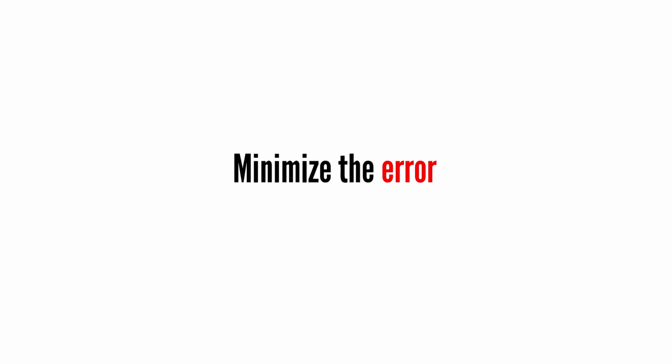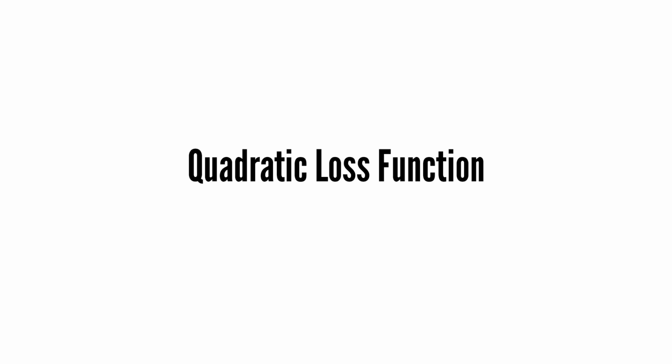So to minimize the error, we actually need a way to calculate the error in the first place. So a loss function in machine learning is simply a measure of how different the predicted value is from the actual value. So the loss function is actually our error. And today to calculate it, we'll be using the quadratic loss function.